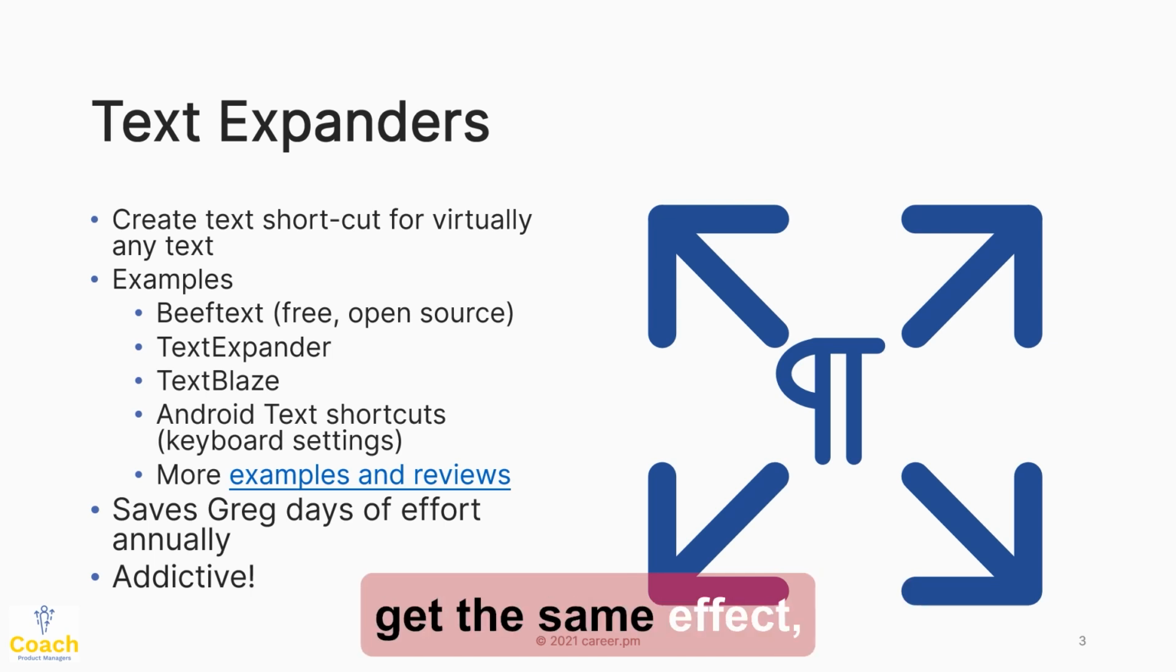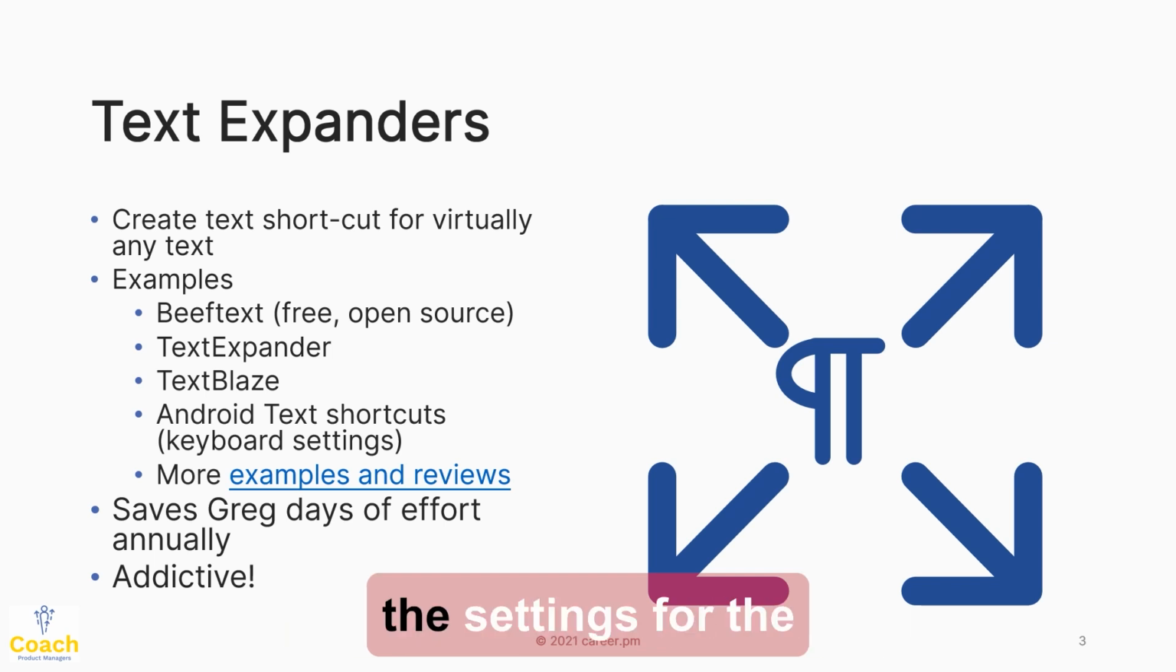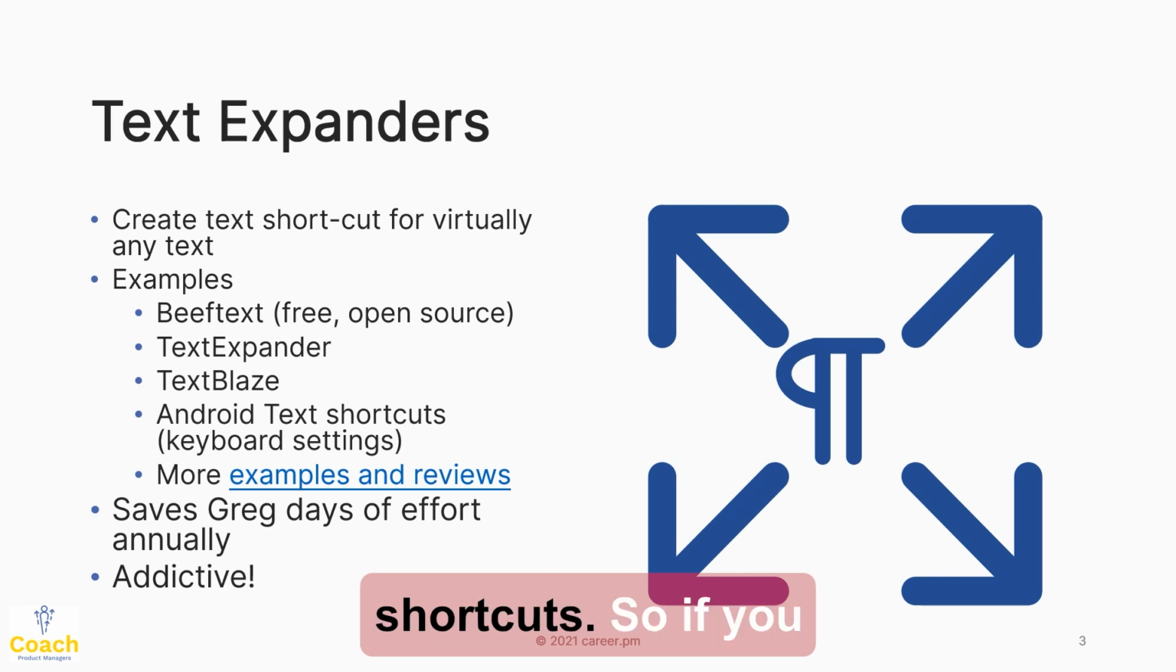I've been able to get the same effect, by the way, on my Android phone. If you go into the settings for the keyboard, there are text shortcuts. So if you type the nickname, it will show up in kind of the preview. You can just select it. So now I can send URLs while I'm on my phone and stuff like that as well. BeefText doesn't sync with Android, but it's an option.